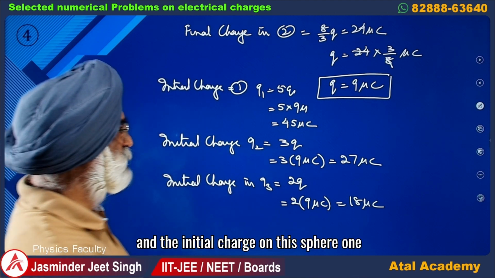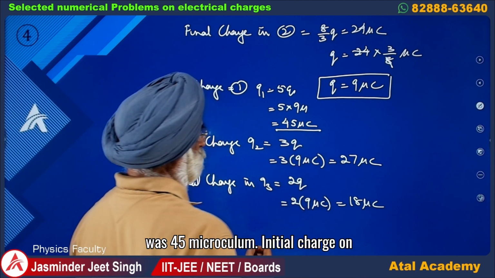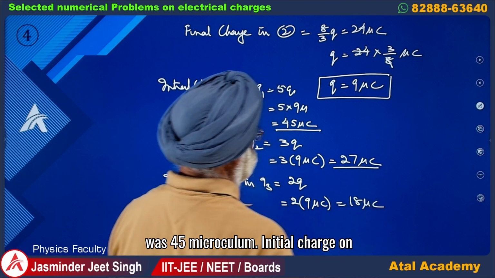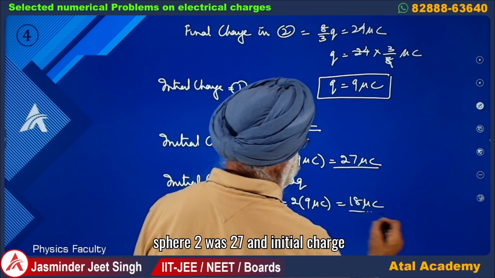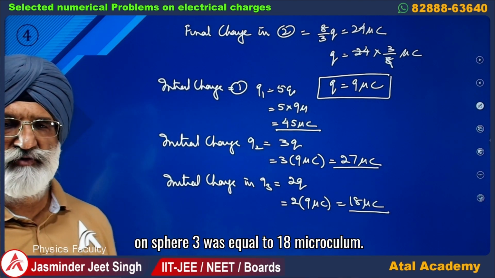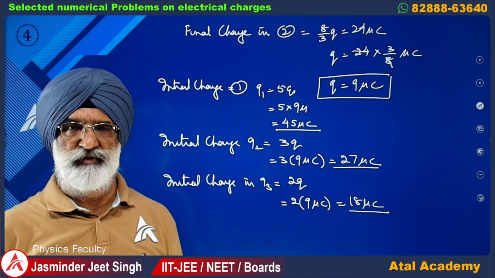And the initial charge on the sphere 1 was 45 microcoulomb, initial charge on sphere 2 was 27, and initial charge on sphere 3 was equal to 18 microcoulomb.